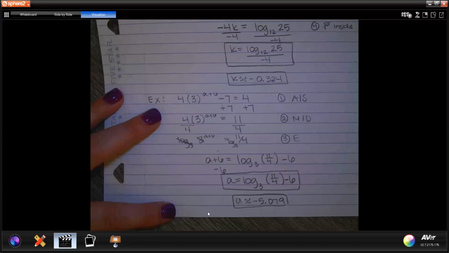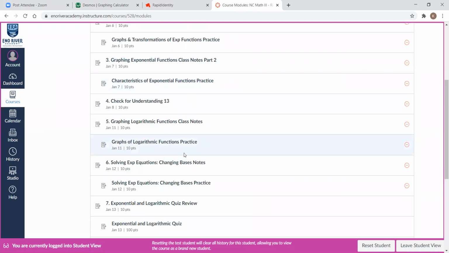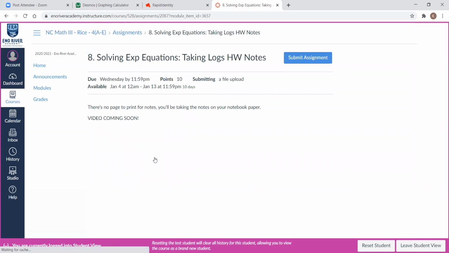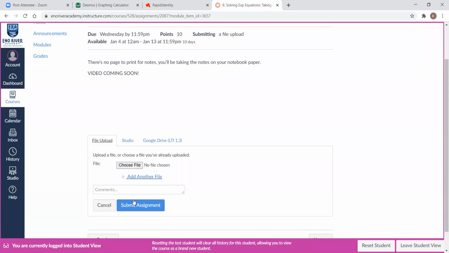All right, so now we are done with the notes. The next thing you're going to want to do is to go down to where it says homework notes. This is where this video will have shown up. That's where you could have gone to take the video. And then you're going to take a picture of your notes and upload them right here. So that's the next thing you're going to do tonight at midnight.